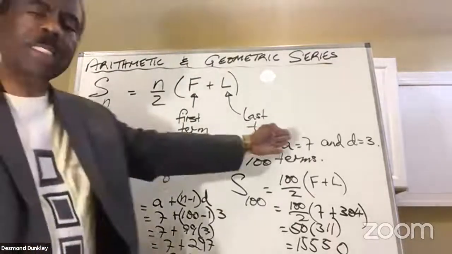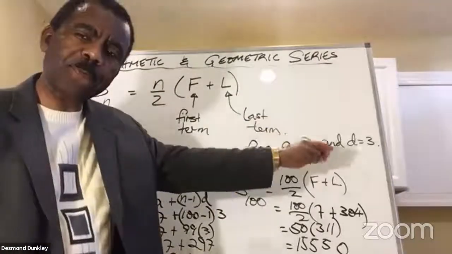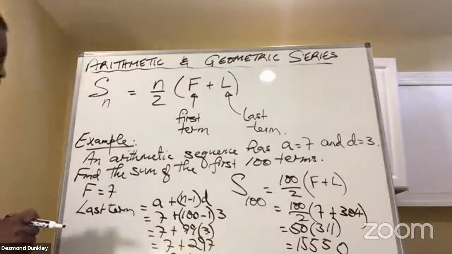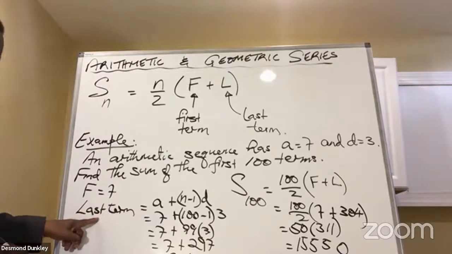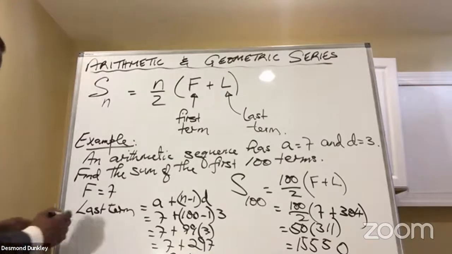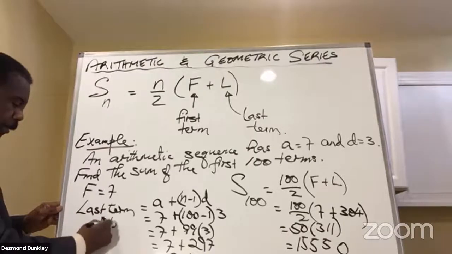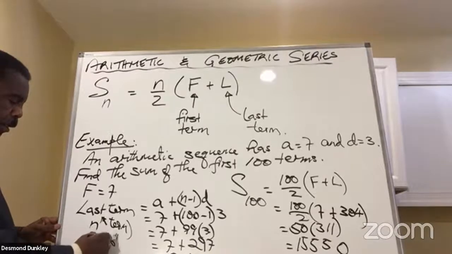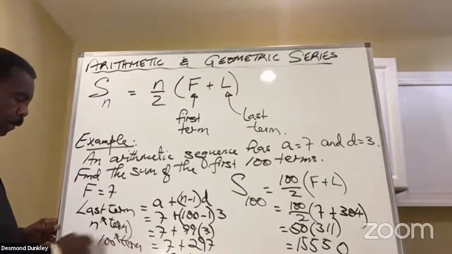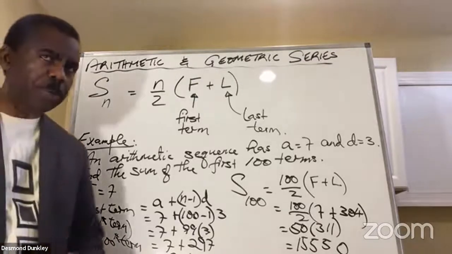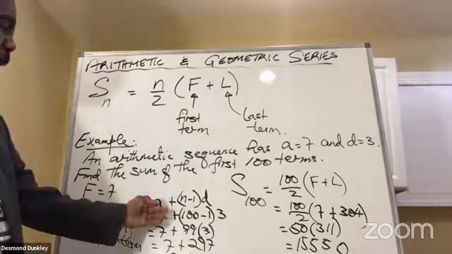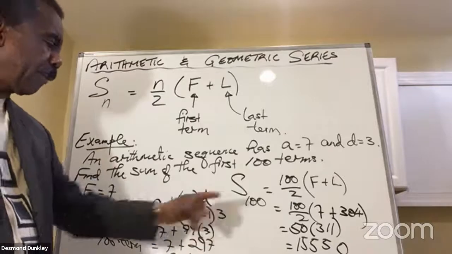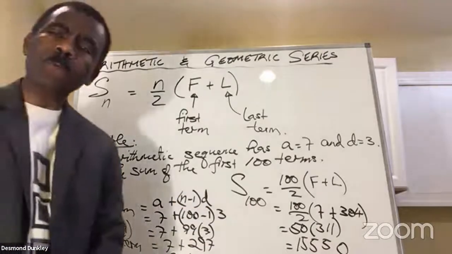An arithmetic sequence starts at 7 and has a common difference of 3. Find the sum of the first 100 terms. And what did we do? We say, okay, the first term is 7, and we have a method to find the last term, the nth term. In this case, our nth term is the 100th term. That's our last term, because I want the sum of the first 100. It's the first term plus whatever the number is minus 1, so it's 100 minus 1 times the common difference, which is 3. And we end up with a last term of 304.